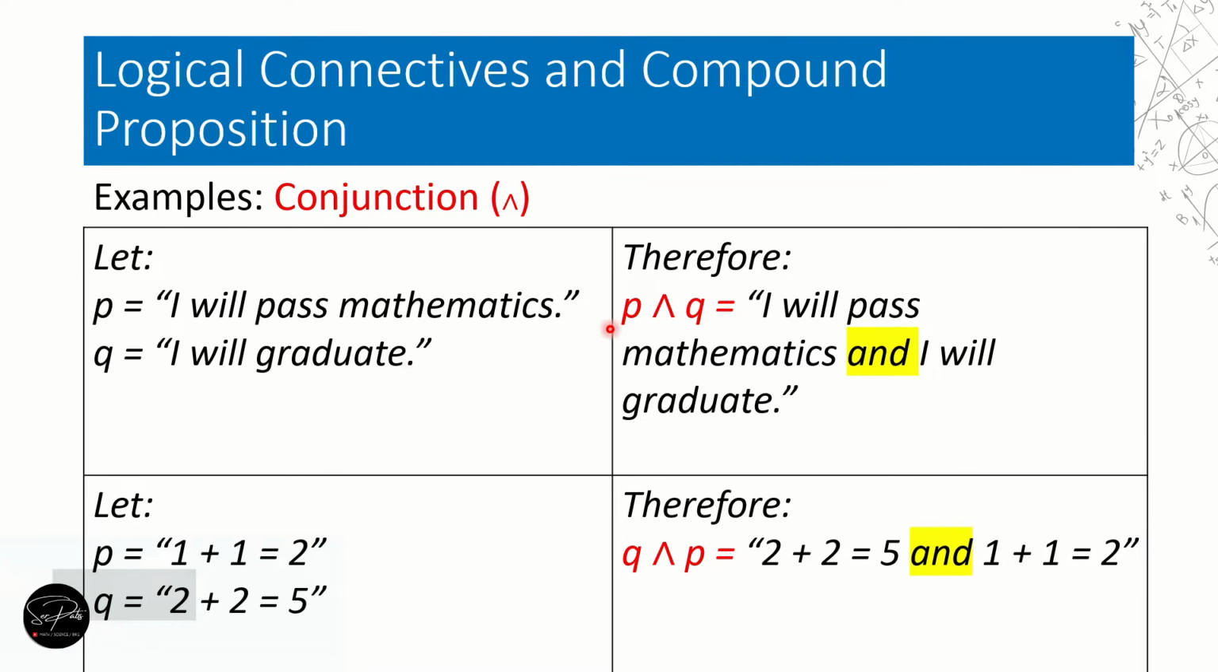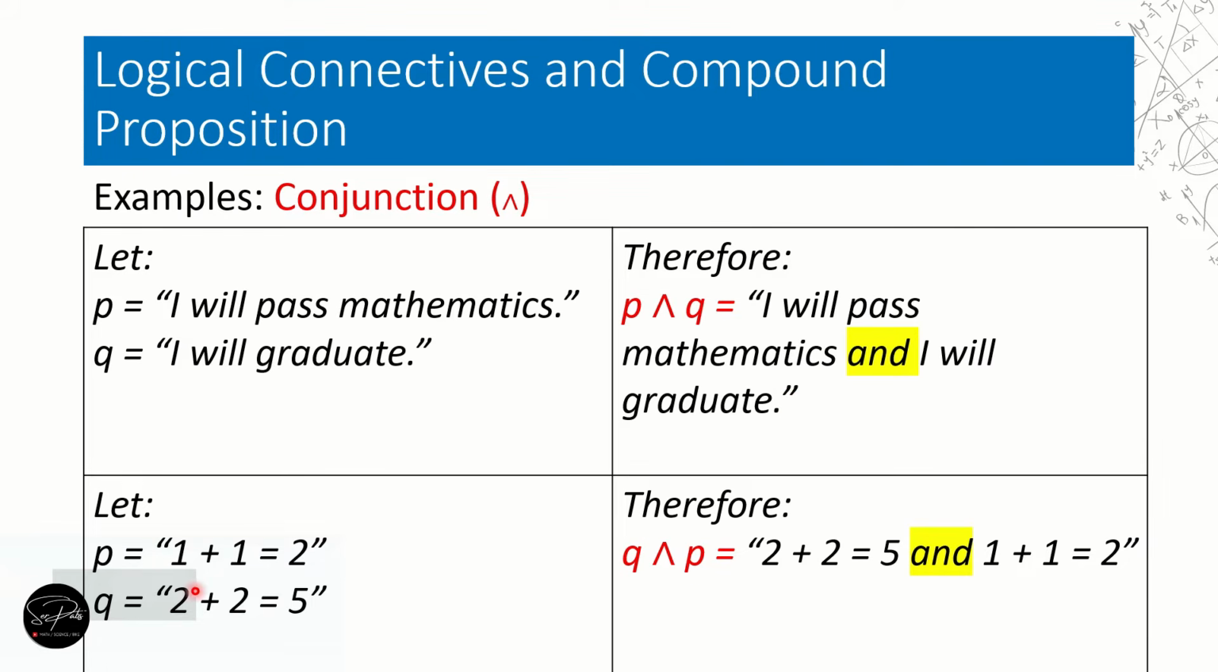Therefore, when we have P and Q for our logical proposition, that will be stated in an English sentence as: I will pass mathematics and I will graduate. So we have P and Q. Our two statements were combined using the conjunction and. I will pass mathematics and I will graduate.